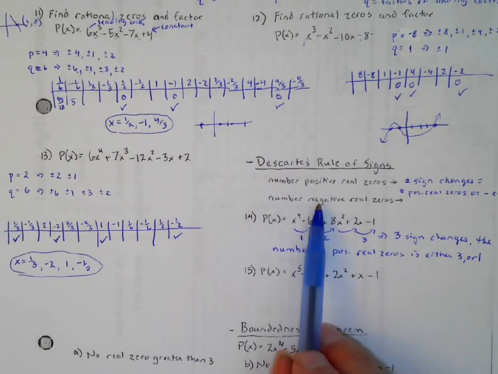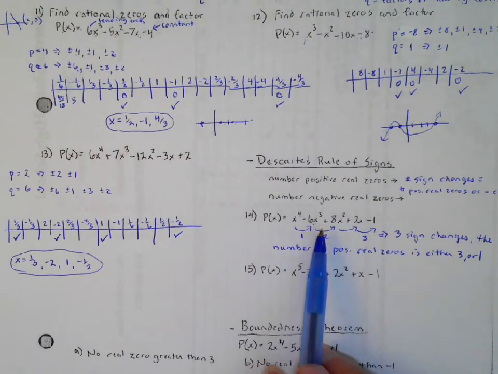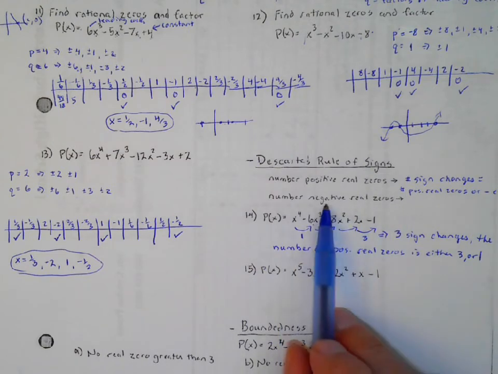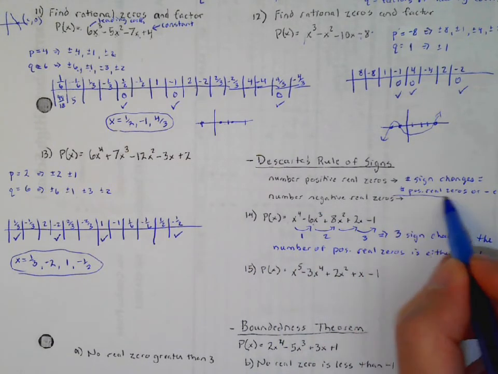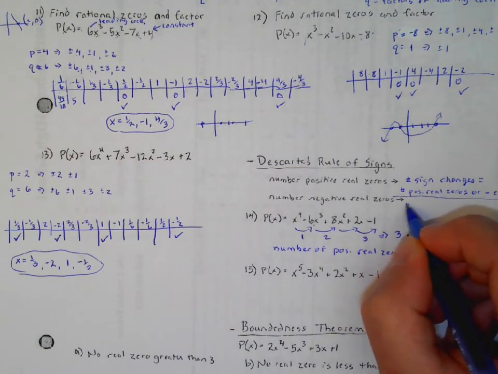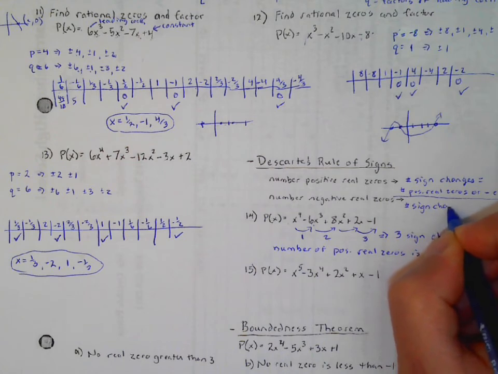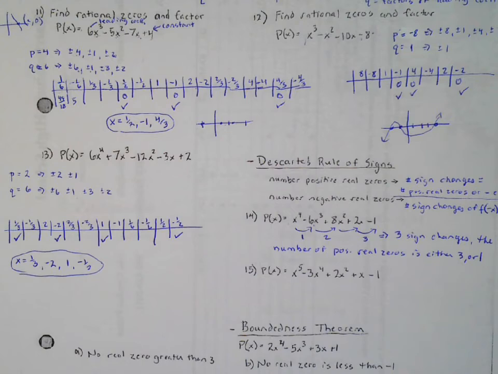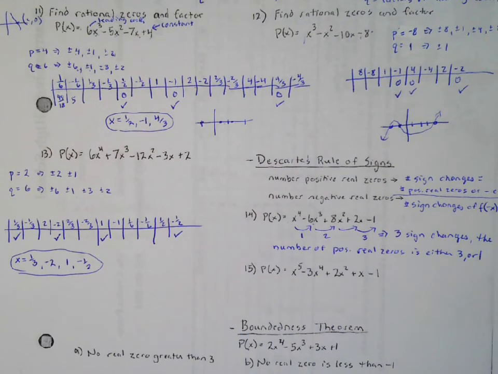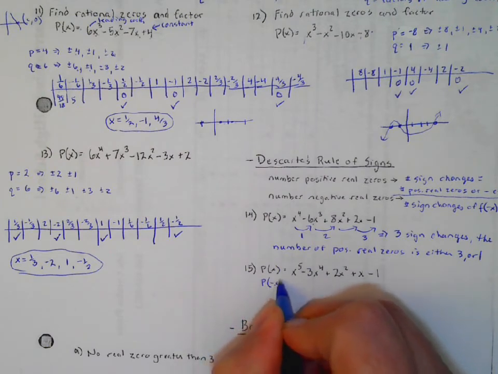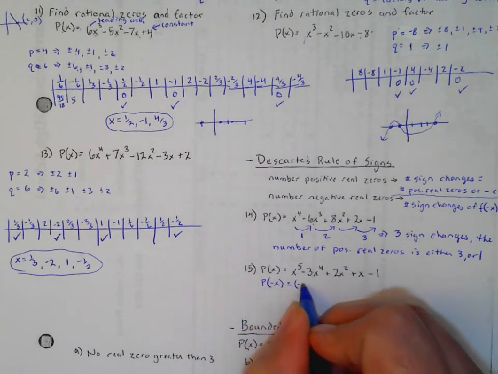Now, we could also look at the number of negative real zeros. Okay, so we look at the number of sign changes of f of negative x. So let's say we take this one and if I want to find f of negative x, so p of negative x, remember how we did this in the past? We just put a negative in there, right?